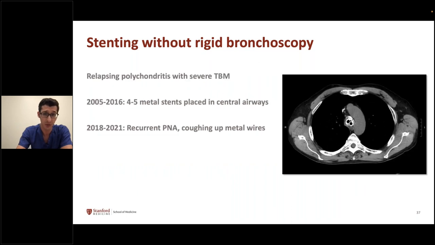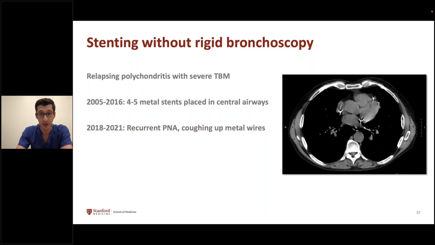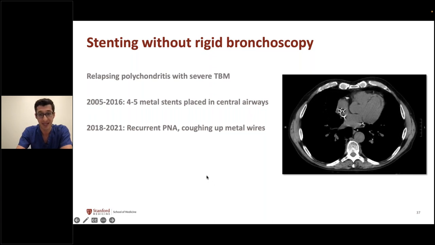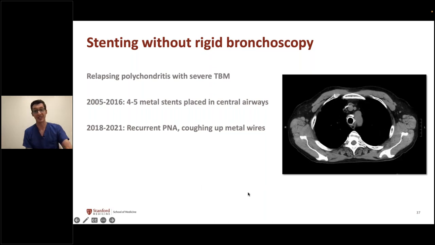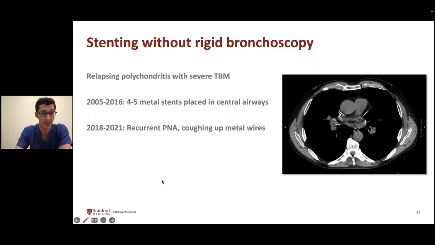So this was a patient who had relapsing polychondritis, had severe TBM, and underwent the placement of up to 5 metal stents between 2005 and 2016. And these stents were placed by an endotracheal tube under fluoroscopy in a scenario where there were not proper tools to remove all of them, or to remove them when complications developed. And so unfortunately, he wound up in a cycle of having stent upon stent placed to deal with the extension of his malacia and to deal with complications from prior stents.